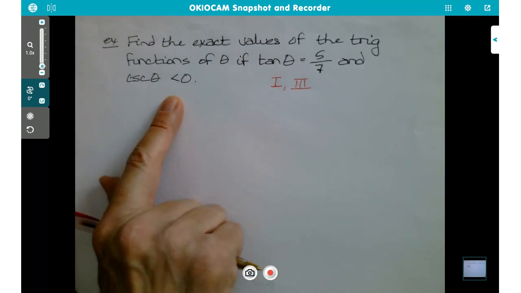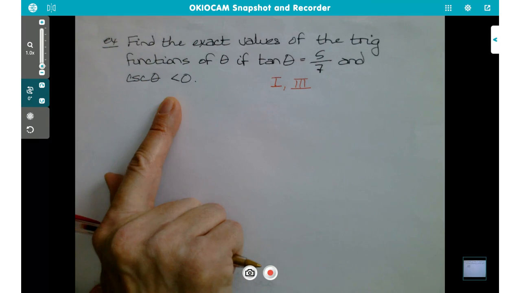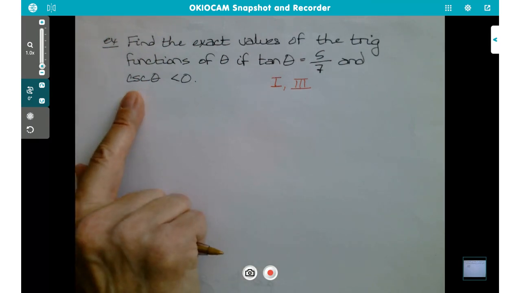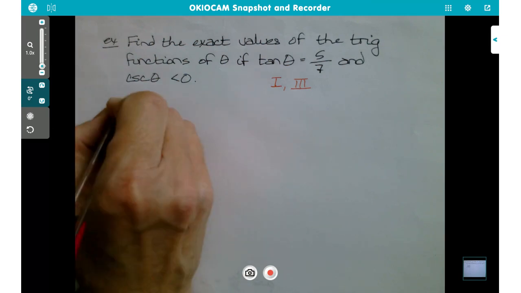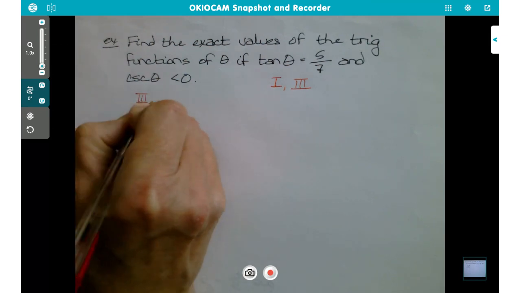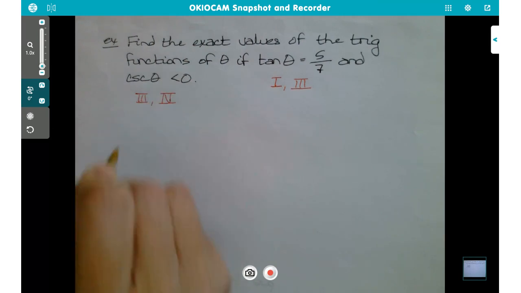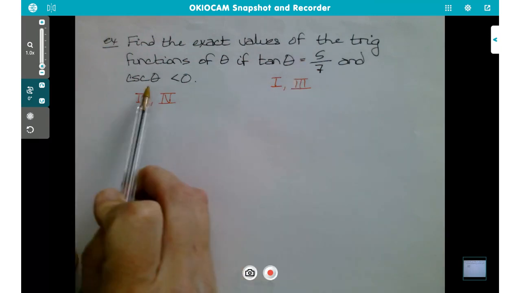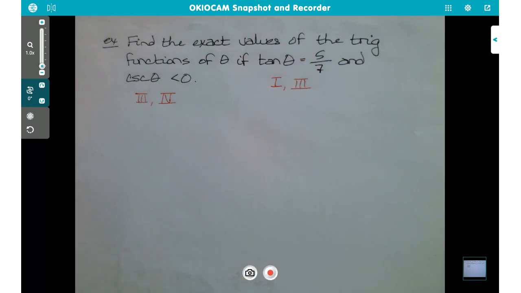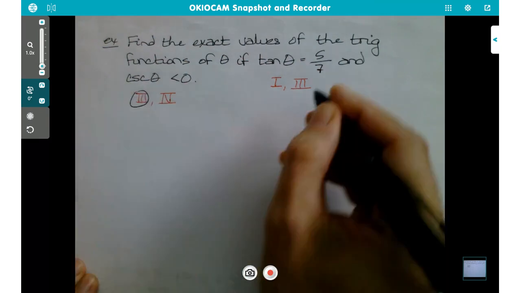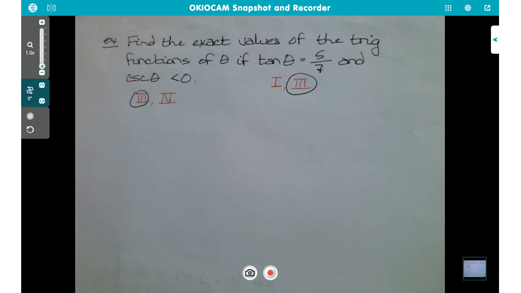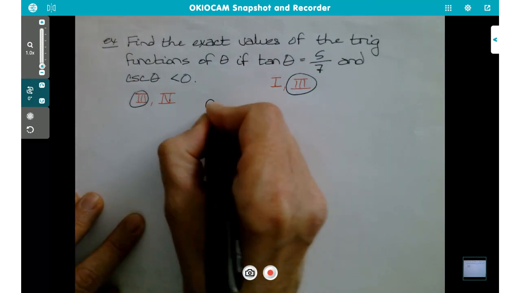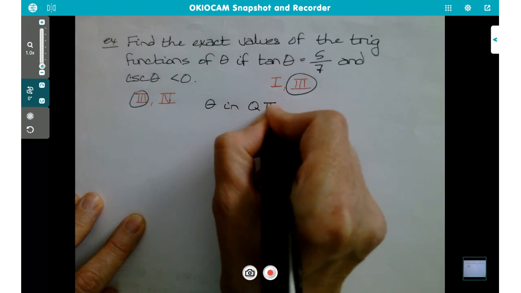Another clue here, we can do a little logic puzzle to figure out what quadrant we're in, is that the cosecant is negative. Well, the cosecant goes along with the sine. It's the reciprocal of the sine function. Cosecant values are negative in quadrants 3 and 4 because they're positive in 1 and 2. I want both of those things to be true at the same time. There's only one place where that happens, only one quadrant that's on both lists. So now I know theta is in quadrant 3.